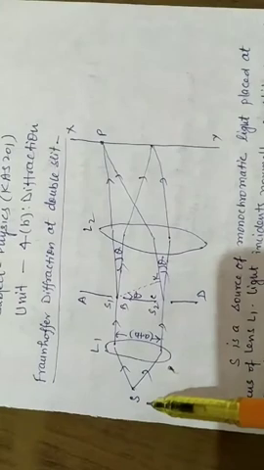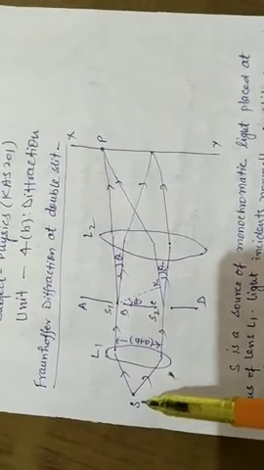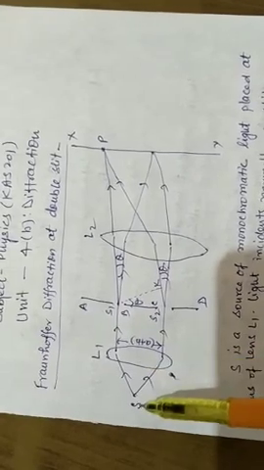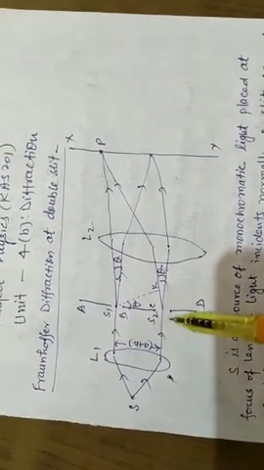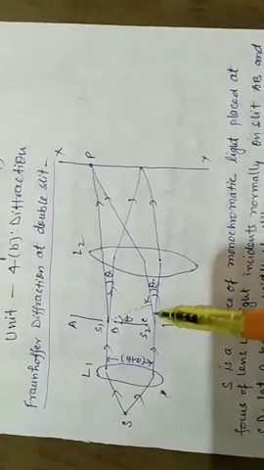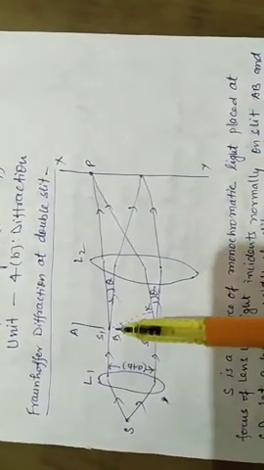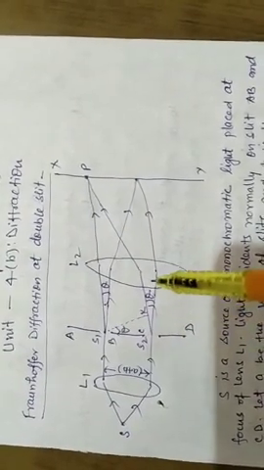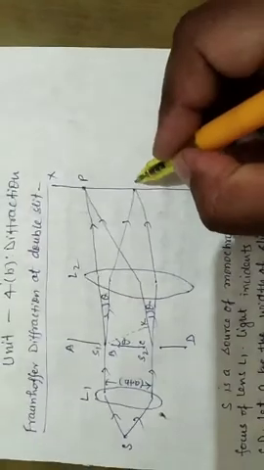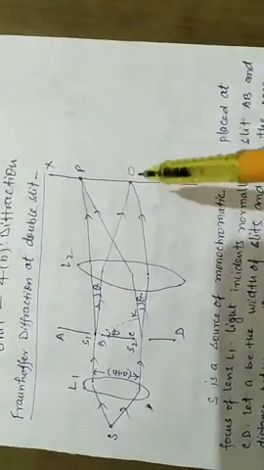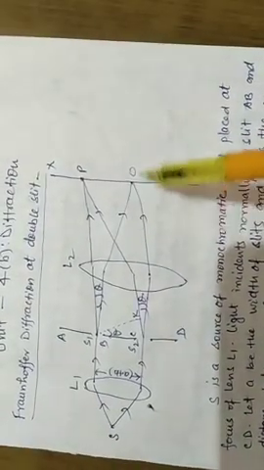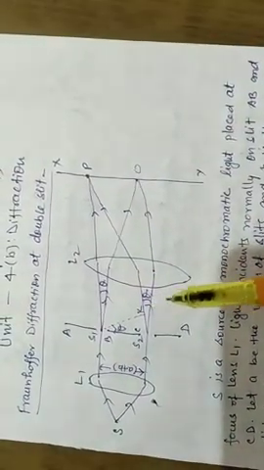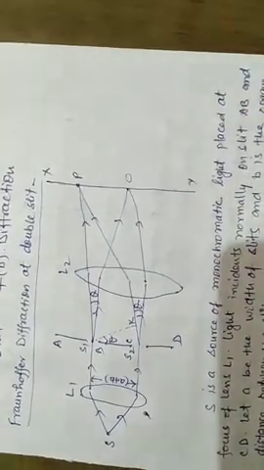S is a source of monochromatic light which is placed at the focus of this convex lens L1. The parallel beam of rays falls normally on slits AB and CD, and after diffraction it is focused on a screen like this, at O undeviated and at P after diffraction through angle theta. XY is the screen.